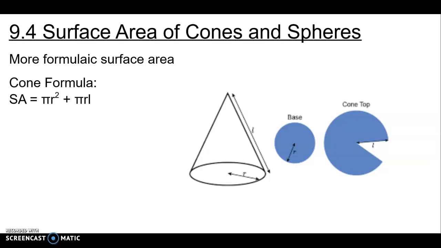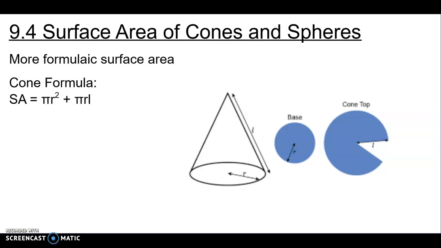Obviously r stands for radius, and the pi r squared should be familiar. That's the area of a circle. And a cone has a circular base, so the surface area is pi r squared plus pi rl, because pi r squared is the area of the circle on the bottom, and then pi rl is the area of the lateral face that you see on the right side labeled as cone top, and L is what we call the lateral or the slant height of the cone.